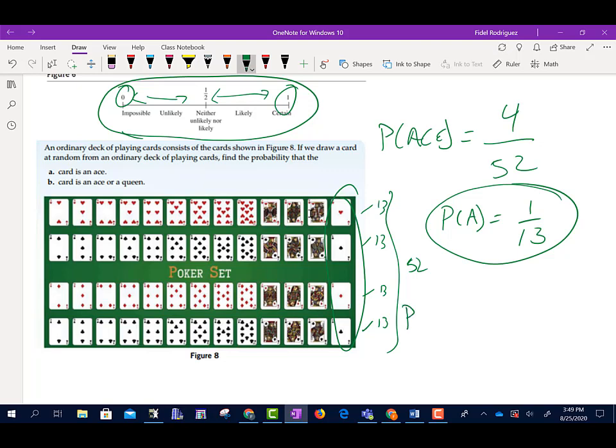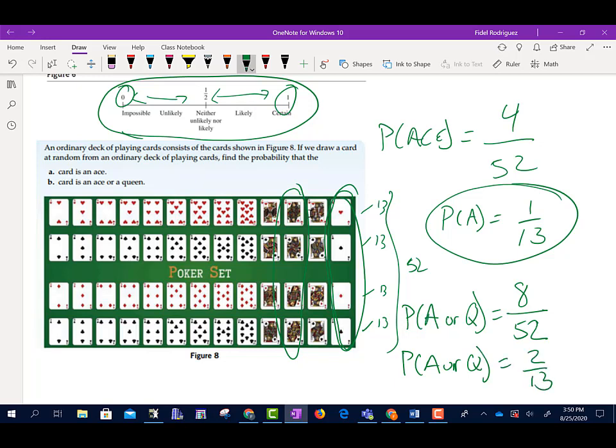Now part B says, what's the probability we're going to get an ace or a queen? Well, we still have 52 cards, right? And we know we have 4 aces, and we also have 4 queens, so that's going to be 8 out of 52. And if I divide them both by 4, I end up with 2 out of 13, right?